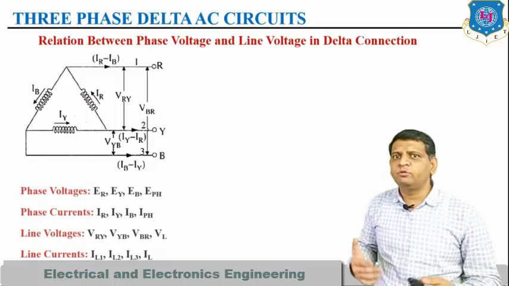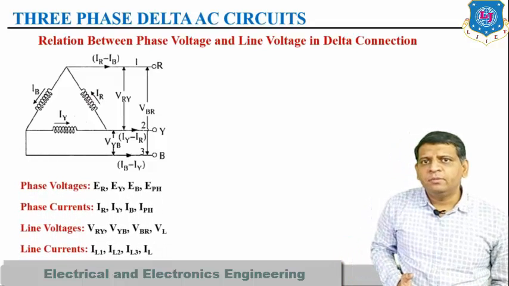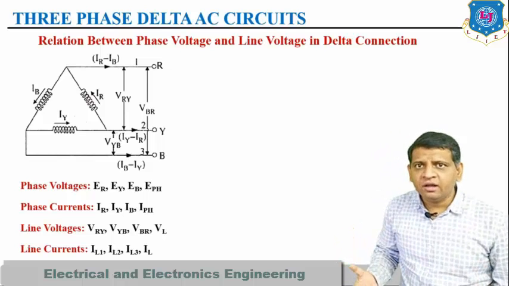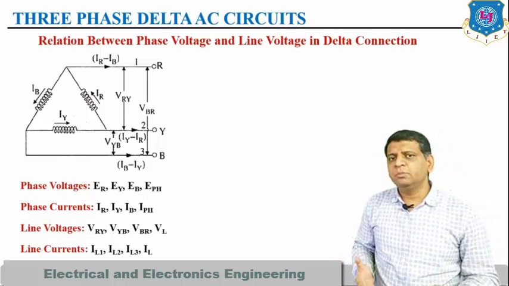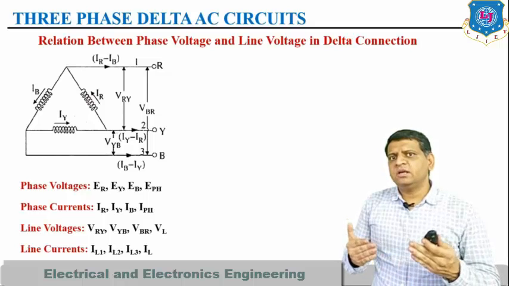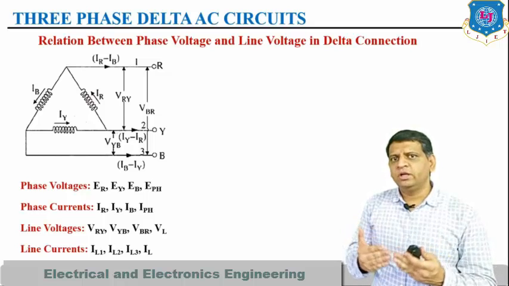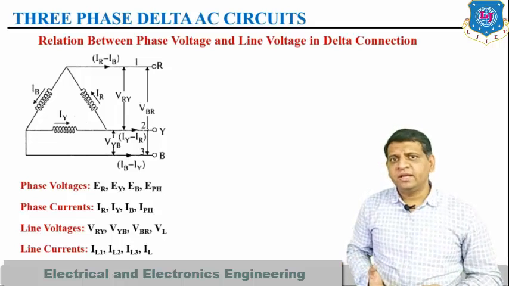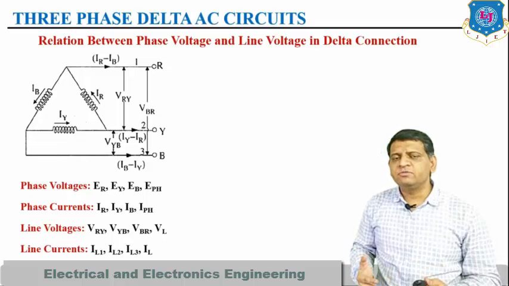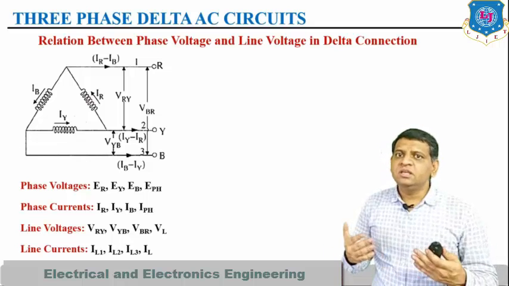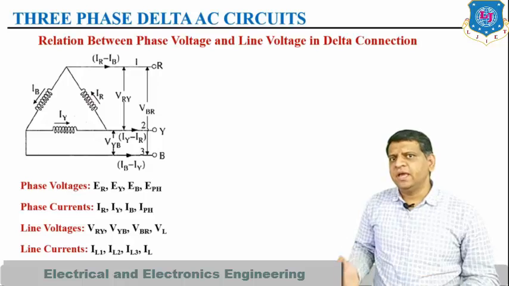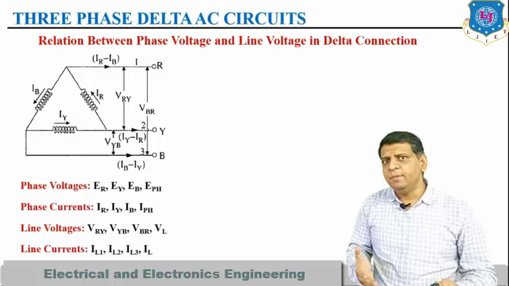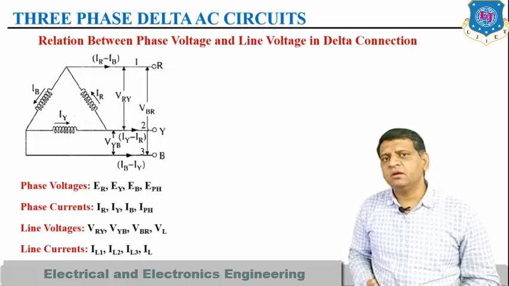In a balanced delta connection, we talk about 4 parameters. One parameter is the phase voltage, defined as ER, EY and EB, which is the voltage across each phase. The voltage across the red phase we define as ER, across the yellow phase as EY, and across the blue phase as EB. In general it is defined as EPH. Same way, the phase currents are IR, IY, IB, and in general IPH.